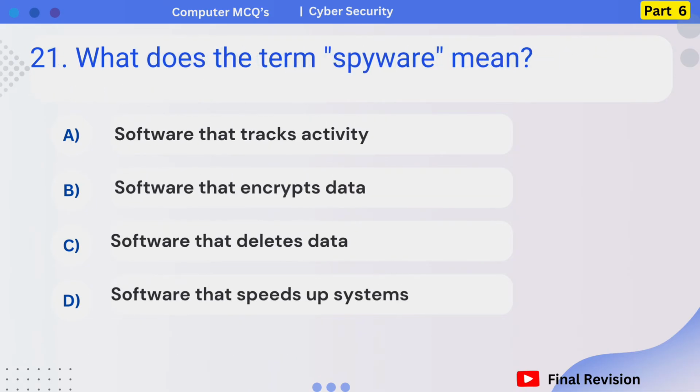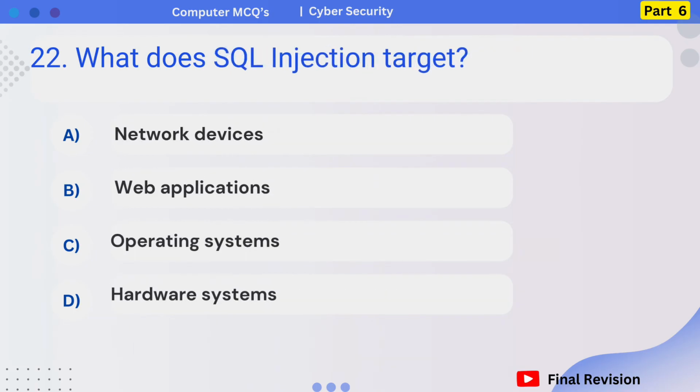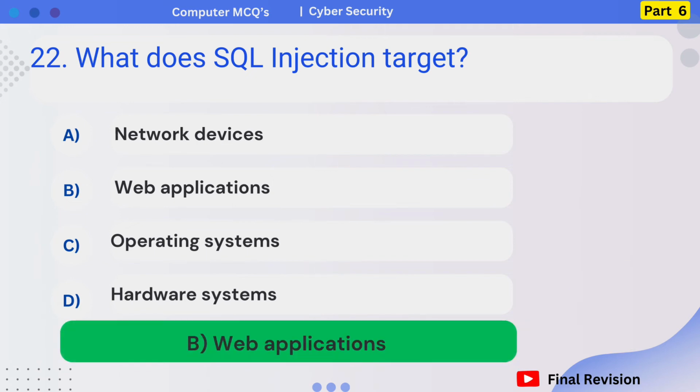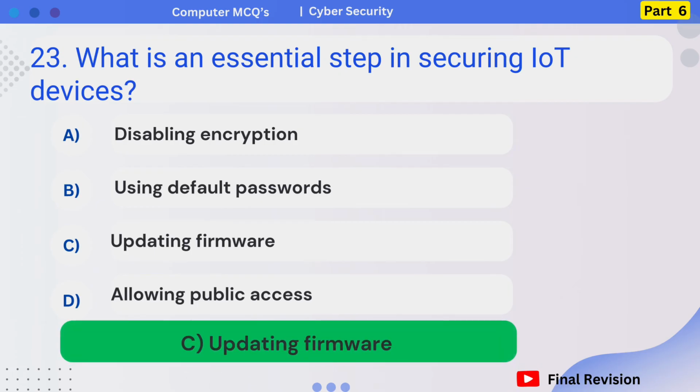Question 21. What does the term spyware mean? Option A, software that tracks activity. Question 22. What does SQL injection target? Option B, web applications. Question 23. What is an essential step in securing IoT devices? B, updating firmware.